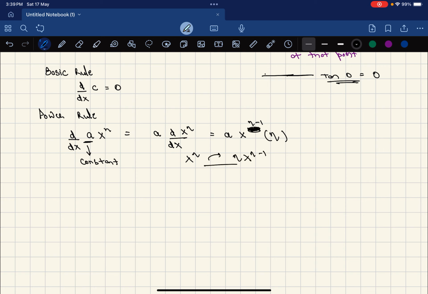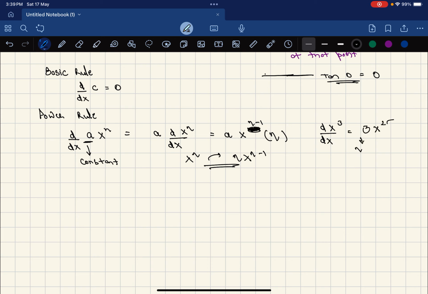This is a very basic rule in differentiation, and therefore it can be easily remembered. So for example, if we need to calculate the derivative of x cube, it would be 3x square. So this becomes n and this becomes n minus 1. So this is the power rule of differentiation.